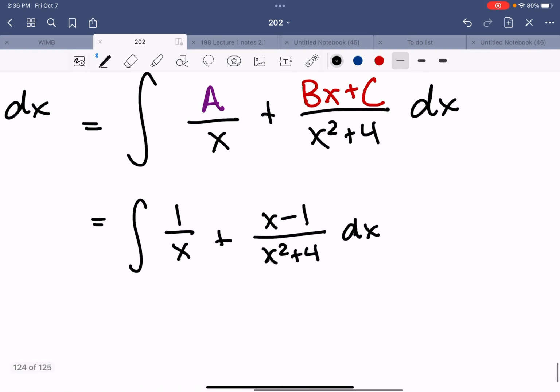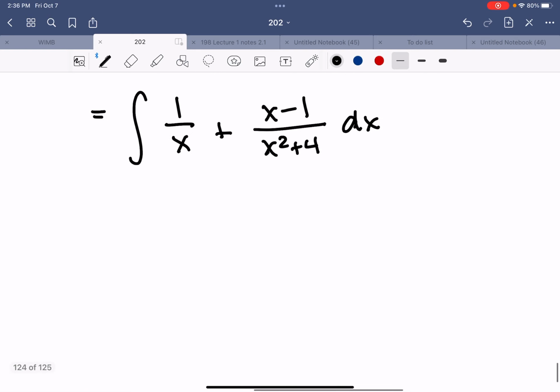Okay, what's next? Let's try to integrate this. Well, I know that I can integrate the first piece, no problem. The 1 over x is totally fine. But this next one, if I were to try to u sub for the denominator, for the x squared plus 4, the derivative of that is going to be 2x. And I've got more than 2x going on up top. So I can't use just straight u sub here. So I'm going to want to split this.